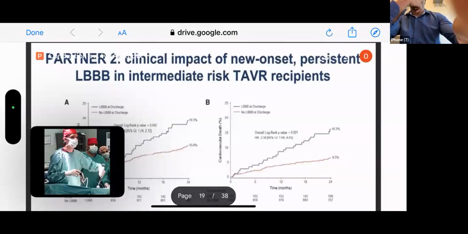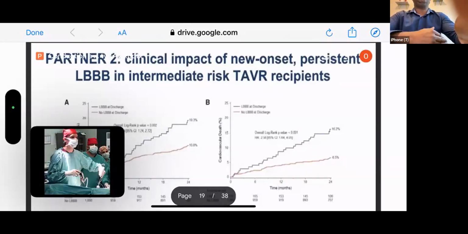So the next slide is just looking at the PARTNER 2 trial, part of the PARTNER 2 trial, which looked at the clinical impact of new onset persistent left bundle branch block in intermediate risk patients, because PARTNER 2 dealt mostly with intermediate risk TAVR patients. So you can see from here that if a patient develops left bundle branch block at discharge, this one is at discharge. Usually when we do the TAVR here in America, if they're very stable, they go home the next day. If they are not that very stable, we keep them longer, maybe 2 or 3 days, and then decide if they need a pacemaker.